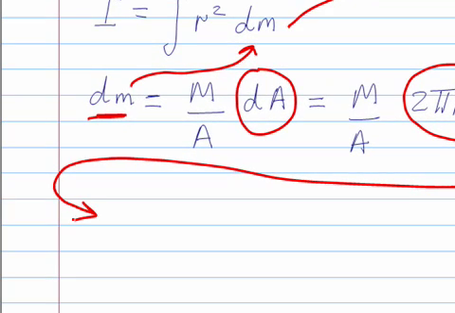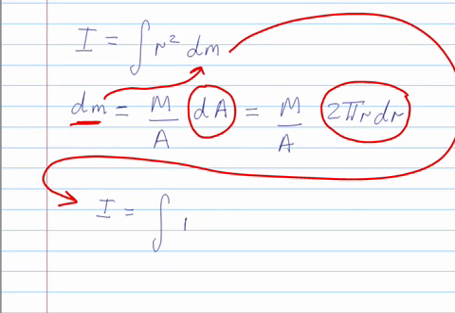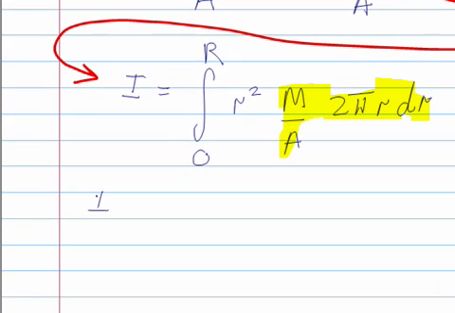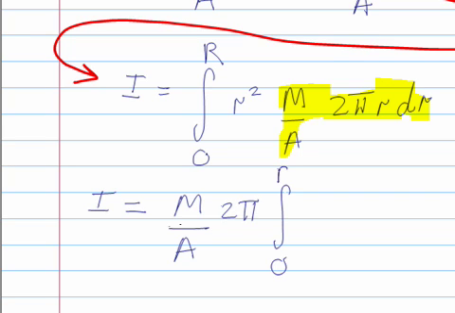to give us what our I becomes. I'm going to have to integrate from the centre of the ring, 0, to the outside of the ring. So now we have an integral which is entirely in r. So let's take all the constant terms out, like the m, the a, and the 2 pi, leaving the integral from the centre to the outside of the disk, r cubed dr.